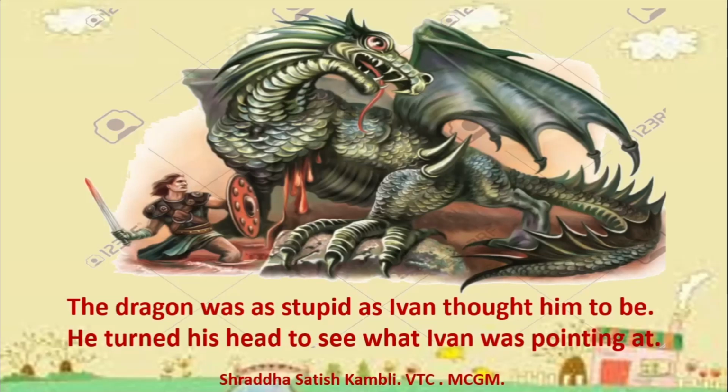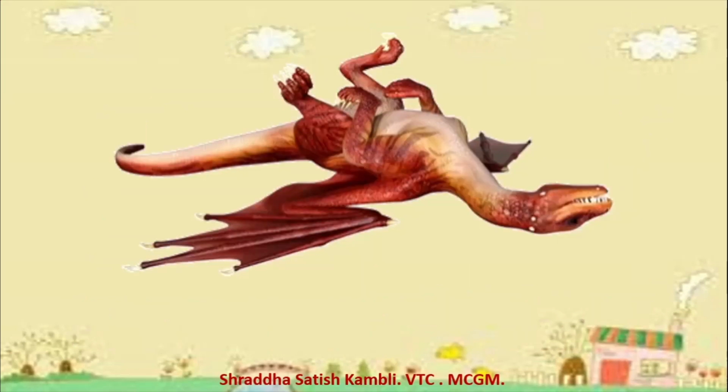So see, the dragon was stupid. Ivan knew that the dragon was very stupid. So the dragon was as stupid as Ivan thought him to be. He turned his head to look behind, and Ivan immediately drew his sword. What is the meaning of drawing his sword? Pulling his sword out of the place where they keep it. Okay, and he cut off the dragon's head, and there lay the dragon dead.